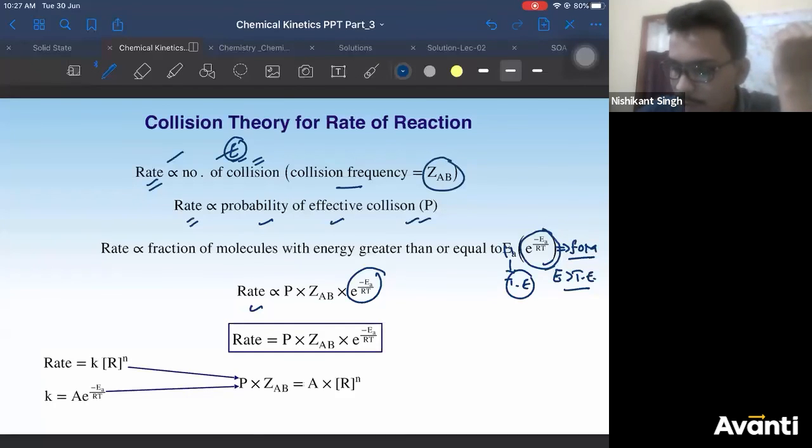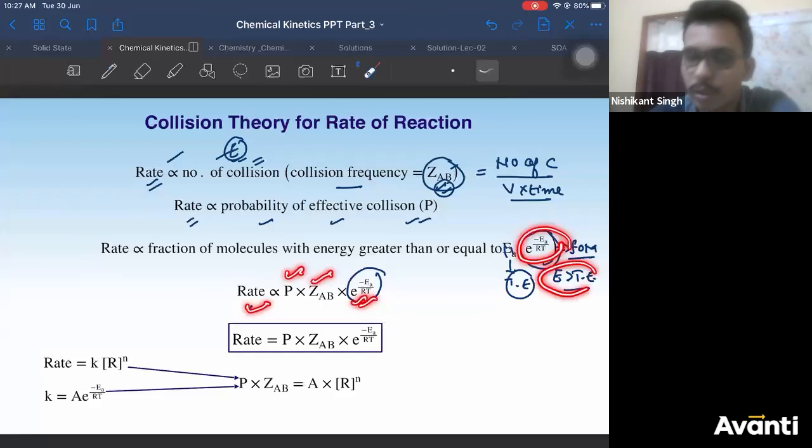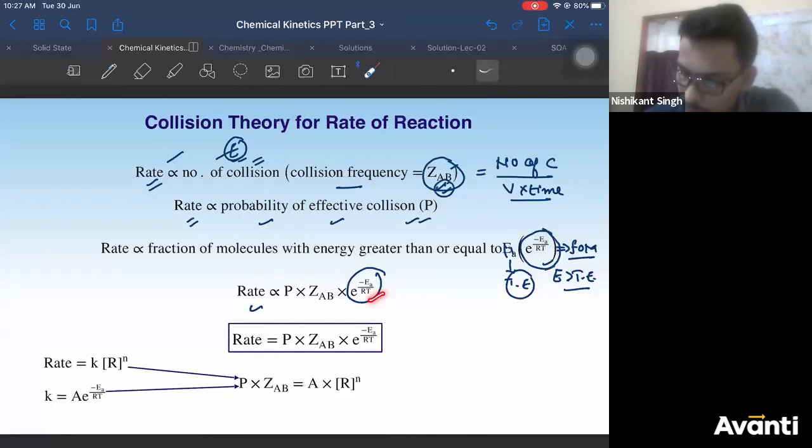So collision frequency, which is given by the number of collisions per unit volume per unit time, is known as ZAB, that is collision frequency. So collision frequency is the number of collisions happening in a unit volume of the container in 1 second. That is your collision frequency. So the rate of a reaction is directly proportional to the probability of effective collision, collision frequency, and the fraction of molecules having energy greater than threshold energy. Correct? So this is what you get.